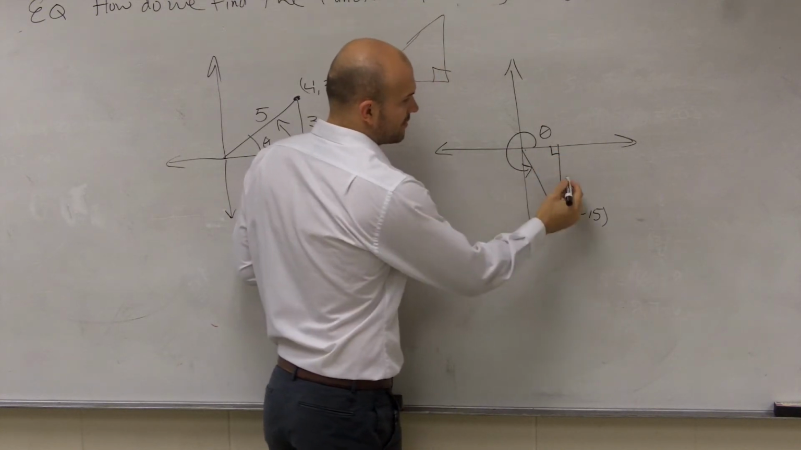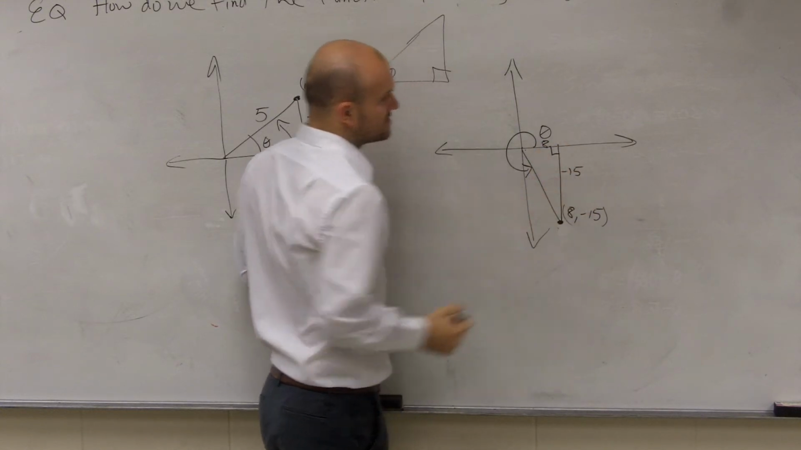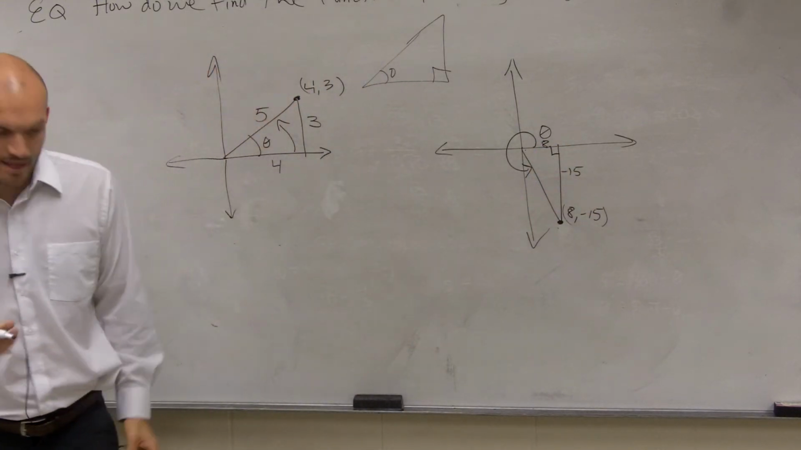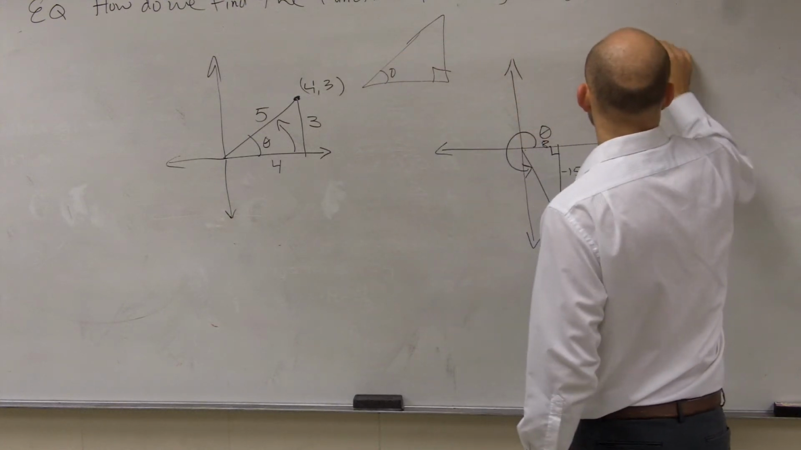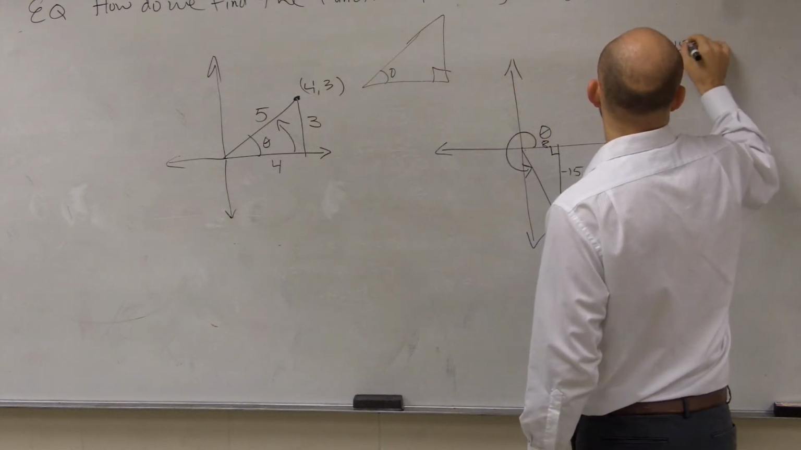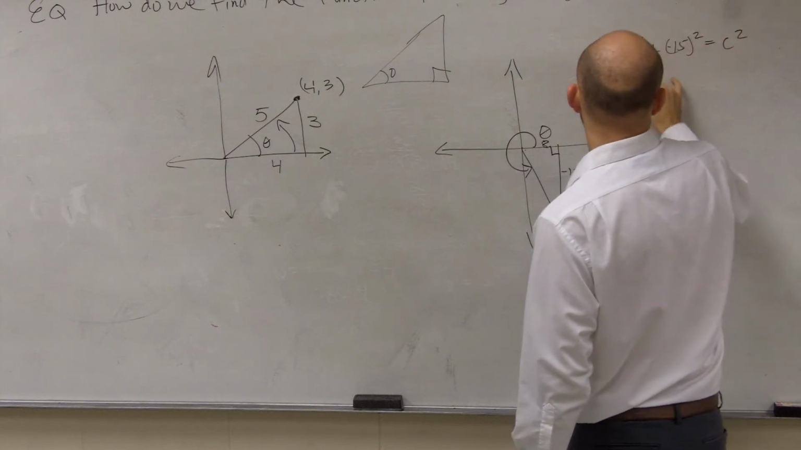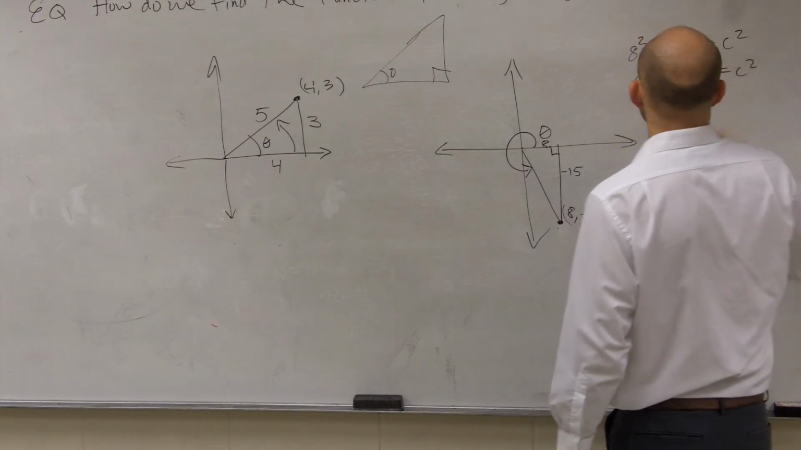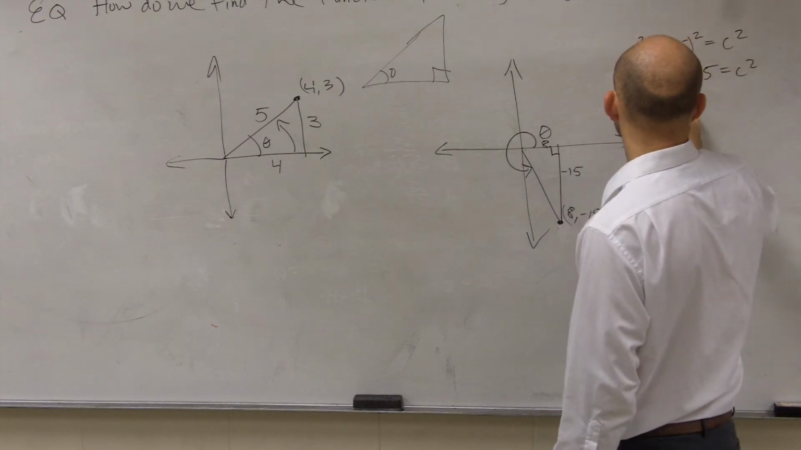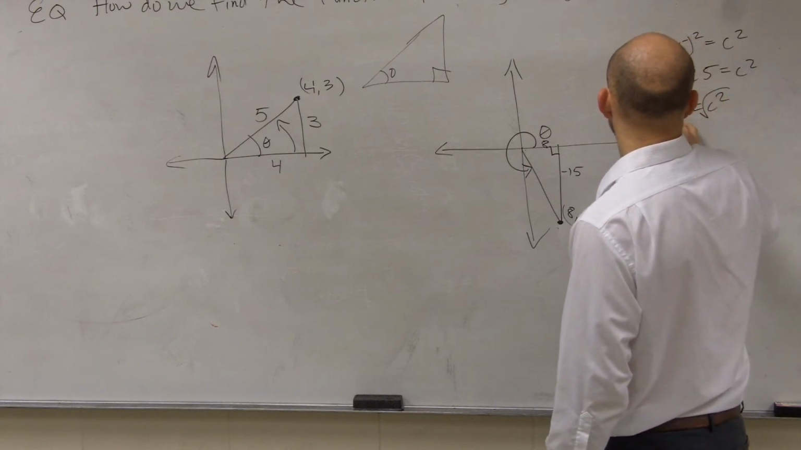I'll create my right triangle here where this side is -15 and this side is 8. Now by using the Pythagorean theorem, you can say 8 squared plus -15 squared equals c squared. 64 plus 225 equals c squared. 289 equals c squared. Take the root.